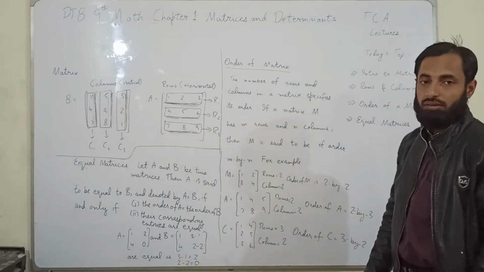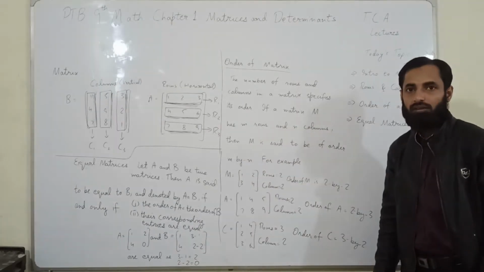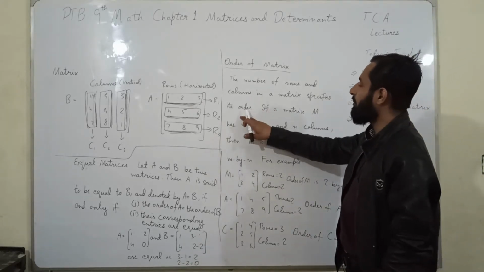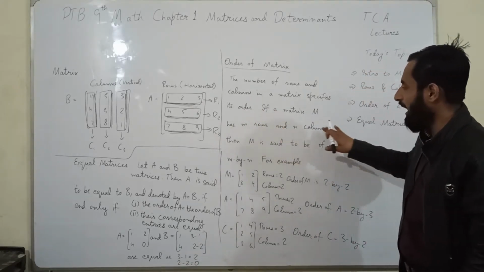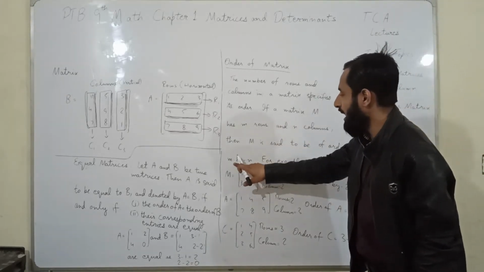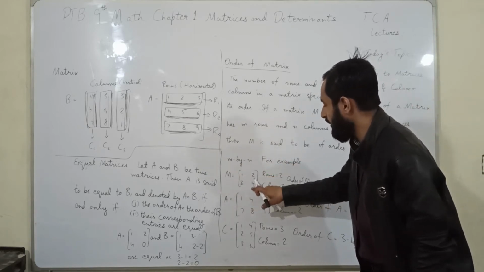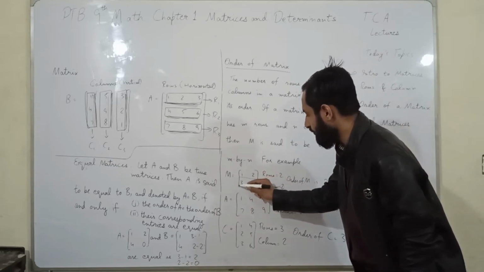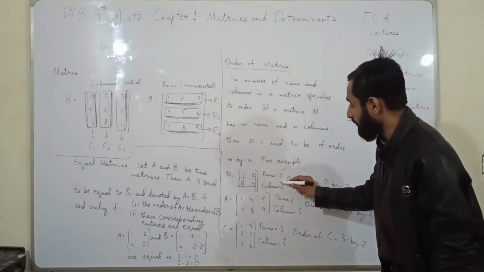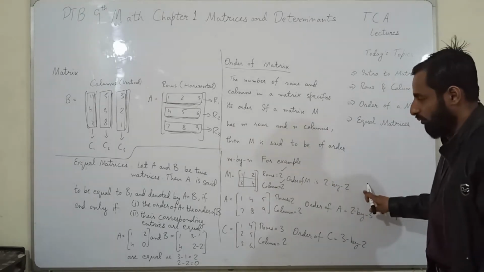Now we will discuss the order of a matrix. How can we find the order of a matrix? The order of a matrix is found by the number of rows and columns. If a matrix M has m rows and n columns, then M is said to be of order m by n. For example, this matrix M, 1, 2, 3, 4, has 2 rows and 2 columns. So the order of M is 2 by 2.